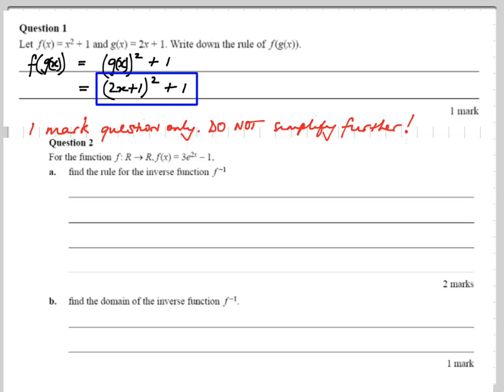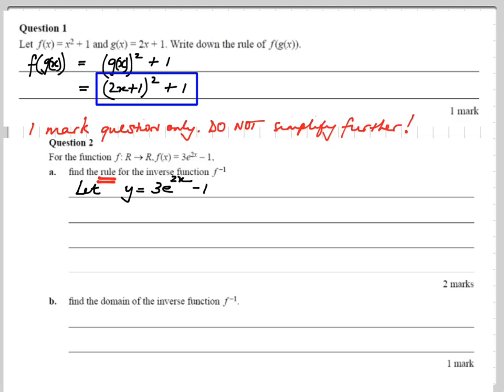Now, question 2. For the function f such that all real numbers map to real numbers, we've got f of x equals 3e to the 2x minus 1. Find the rule for the inverse function. Now, did you see it says the rule? The rule means you don't need the domain in that part. It looks like they're asking for the domain in part B. Now, you must set these out correctly.